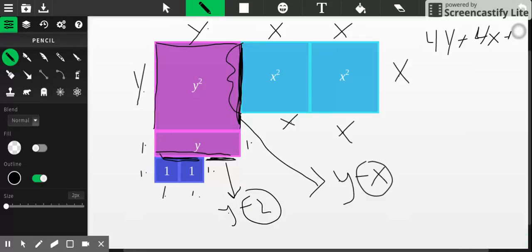So plus 4. Okay, and then finally you want to put this thing in order alphabetically. So your perimeter is 4 x's plus 4 y's plus 4.